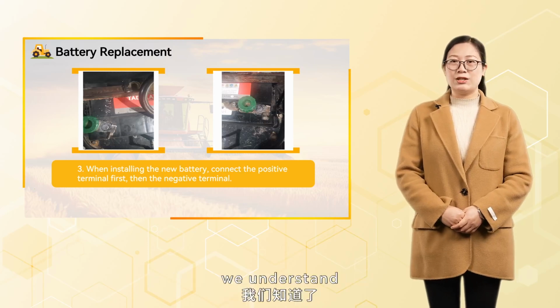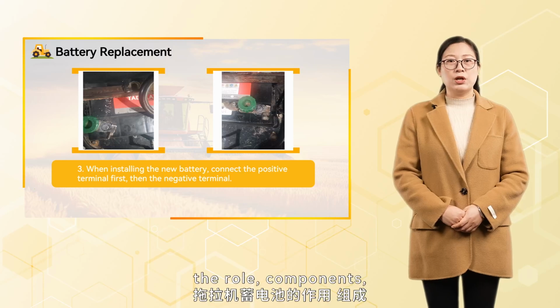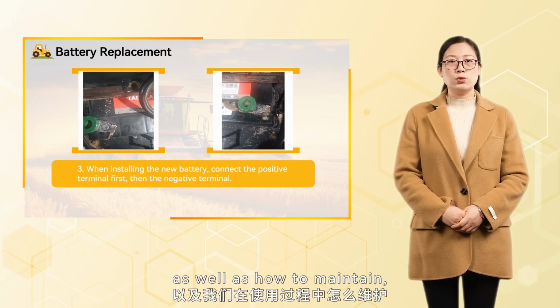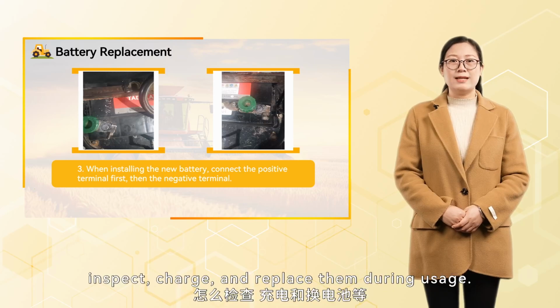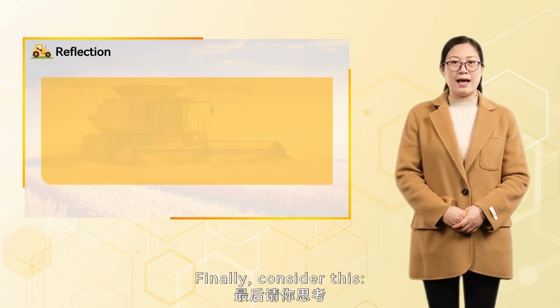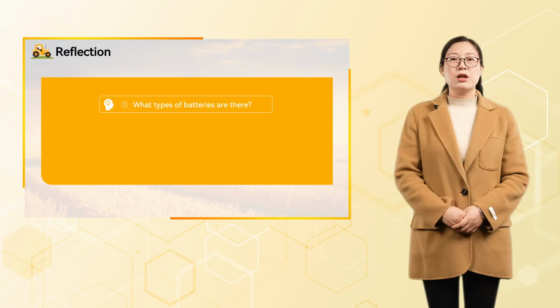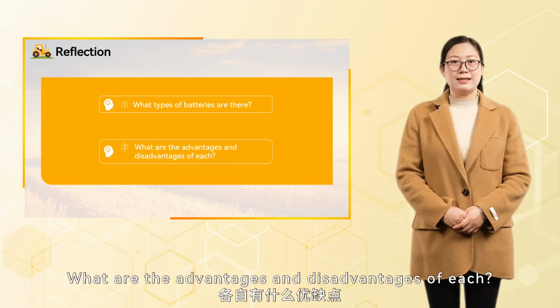Through this learning, we understand the role, components, and working principles of tractor batteries, as well as how to maintain, inspect, charge, and replace them during usage. Finally, consider this: what types of batteries are there? What are the advantages and disadvantages of each?